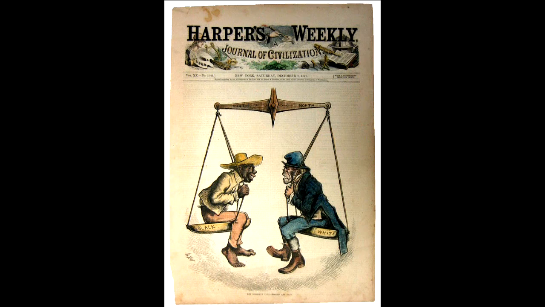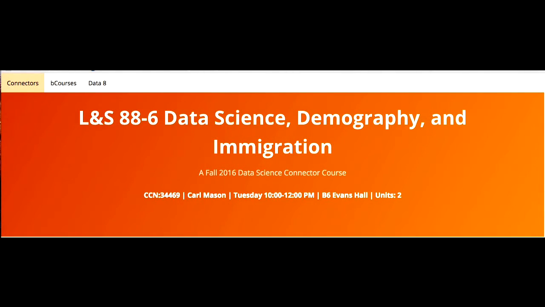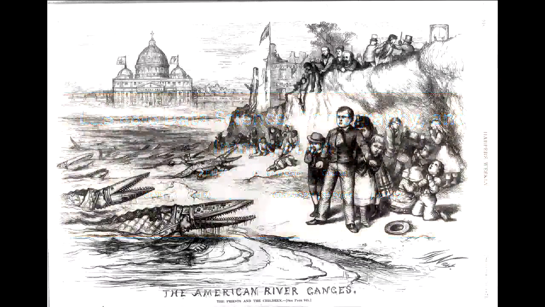The course meets at 10 o'clock in B6 Evans, a room with exquisite artificial lighting and delightful views of its own four walls.